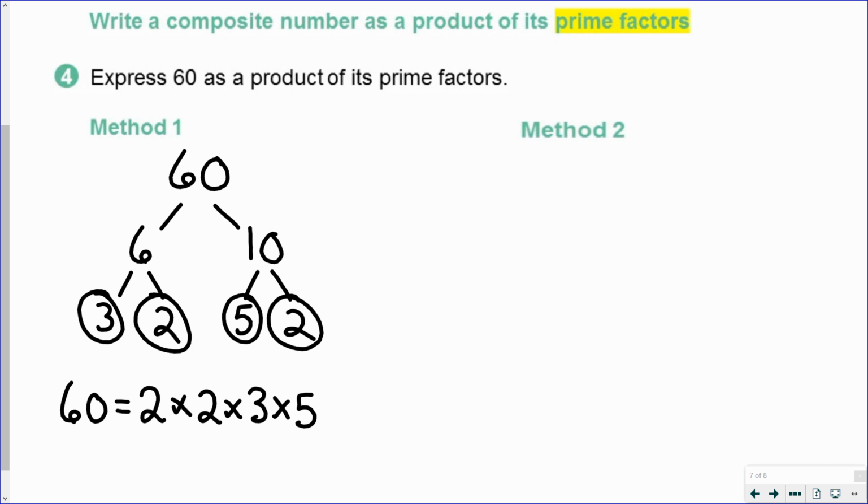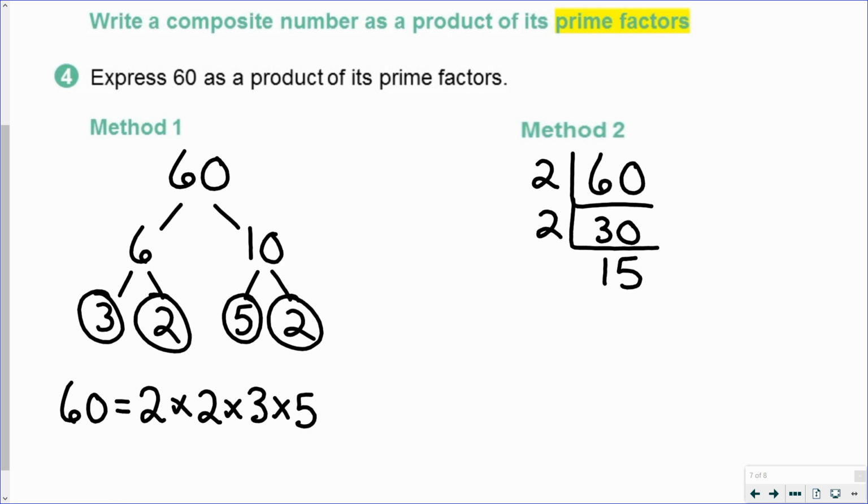Our second method is called a factor ladder. And with our factor ladder, it looks similar to upside down division. And so just like the young lady told us in the previous slide, we can start by dividing by its least prime factor. Well, 60 is an even number, so we can divide that by 2. 60 divided by 2 is 30. 30 is not a prime number, and we can continue to divide that by 2. 30 divided by 2 is 15.